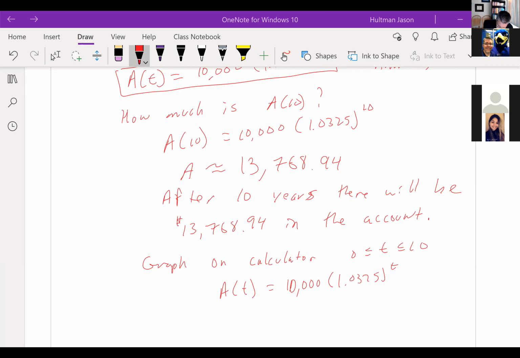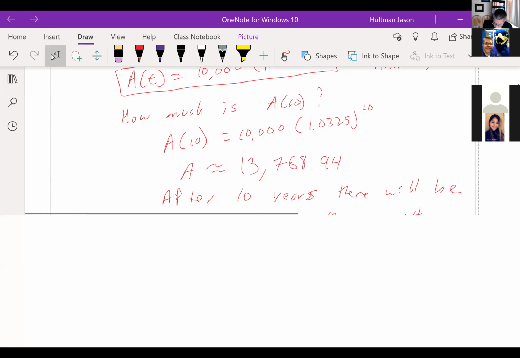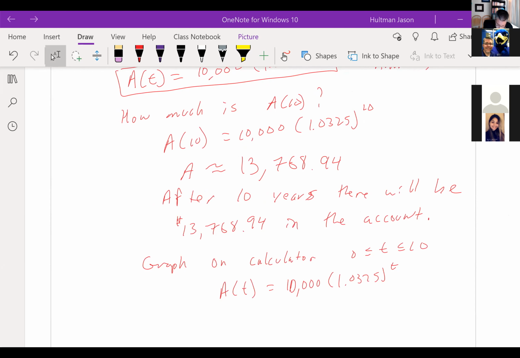And then let's say, I don't know. We know that it's 13,000 at 10, right? We already know that it's 13,000. So we already know what the bookends here should be. So let's do 10,000 should be at 0. We should get 10,000, and then we should get about 13,000. Okay, let's do 14,000.